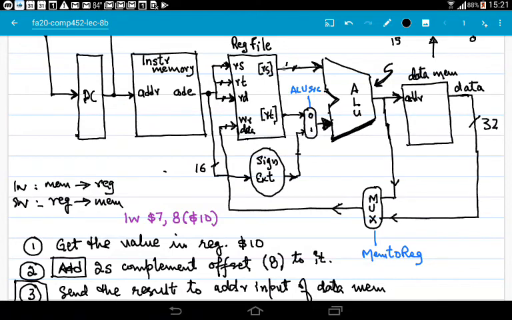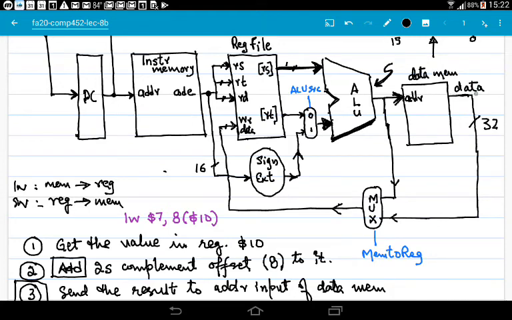Okay, so we will have the value of RS coming here, the value stored in RS coming to the upper input, and the lower input this time will not come from register RT, but it will come from the sign extender output. This mux will allow the sign extender output to pass through and enter the lower input of ALU. ALU will perform addition. That addition will produce an address. That address will be presented to data memory address input.